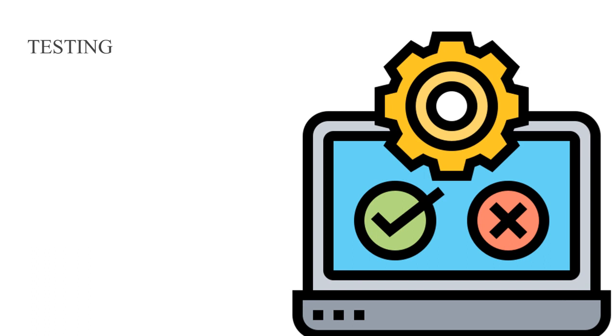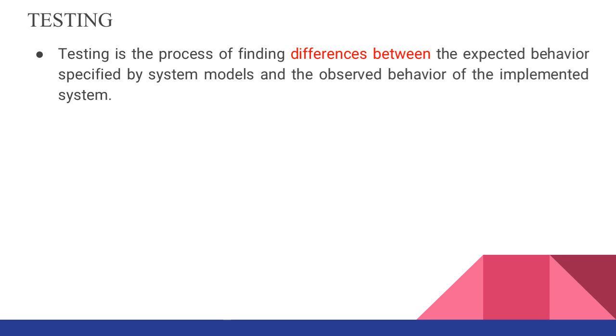First we will learn what testing is. Testing is the set of activities that can be planned in advance and conducted systematically. Testing is the process of finding differences between the expected behavior specified by the system model and the observed behavior of the implemented system. The goal of testing is to find errors, and a good test is one that has a high probability of finding an error.